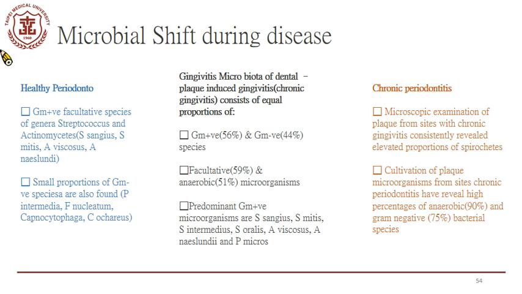So as we were saying, this is the same as we have repeated during all this presentation. We have a healthy periodontium. We will find some specific gram-positive and a small proportion of gram-negative species. If we have gingivitis, the microbiota of dental plaque-induced gingivitis consists of an equal proportion of gram-positive, around 56%, and gram-negative, around 44%, with predominantly gram-positive.